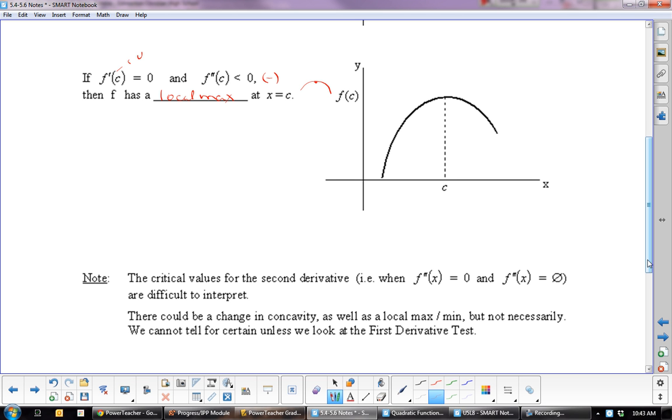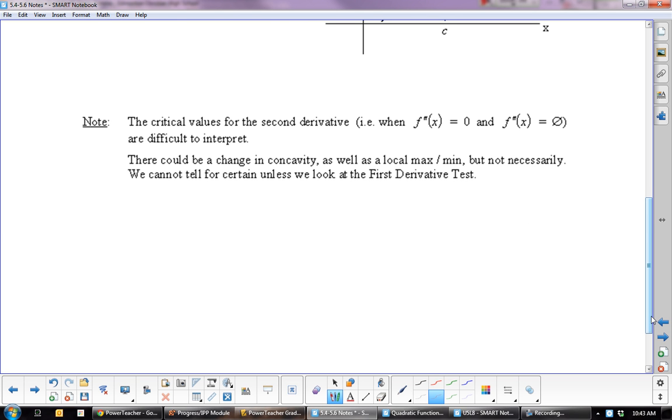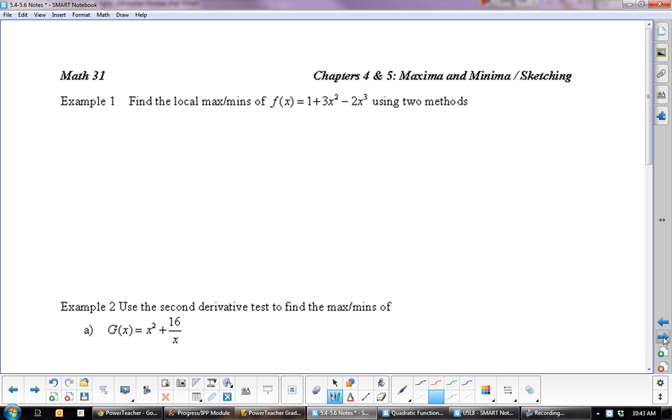Okay, so just note that if the second derivative at the critical value equals 0 or is undefined, it's difficult to interpret. So you're going to have to go back to the first derivative test. And we'll talk about that in an example that I have for you. So I'm going to show you how you can use the first derivative to find max and mins, or the second derivative to find max or mins. Okay, second derivative, we've always thought, oh, that's just for inflection points and concave up, concave down. It's good for that too, but it'll also help you find your max mins.